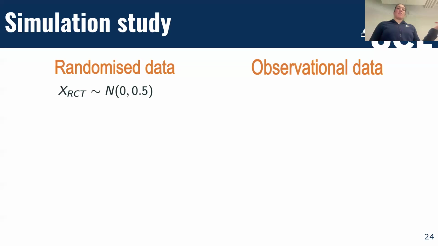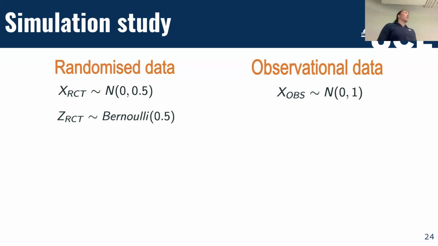So let's say that we have just one covariate X. In the RCT, it's going to be a normal distribution, mean 0, variance 0.5. And in the observational data, it's going to be normal with 0, 1. Why 0.5, why 1? Because in reality, the covariates in the RCT might have a smaller coverage of what you can actually see in the population.